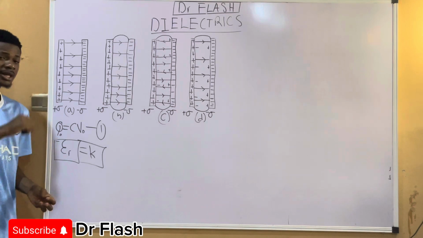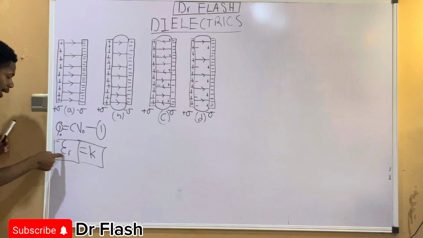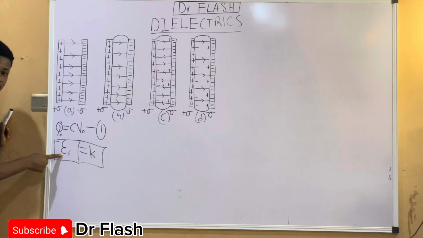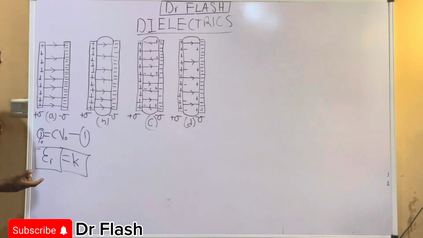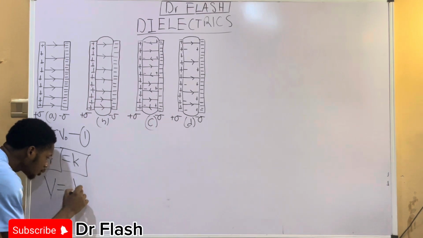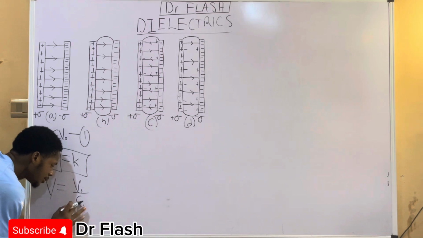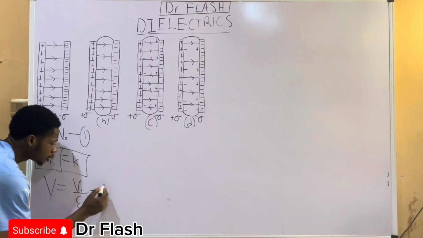The potential difference tends to decrease, and it decreases by this particular constant. Hence, if we're having an initial potential difference V naught, the new potential difference V is now equal to V naught divided by the relative permittivity, epsilon r. Okay, so this is what we're going to have. Now I'm going to call this equation 2.